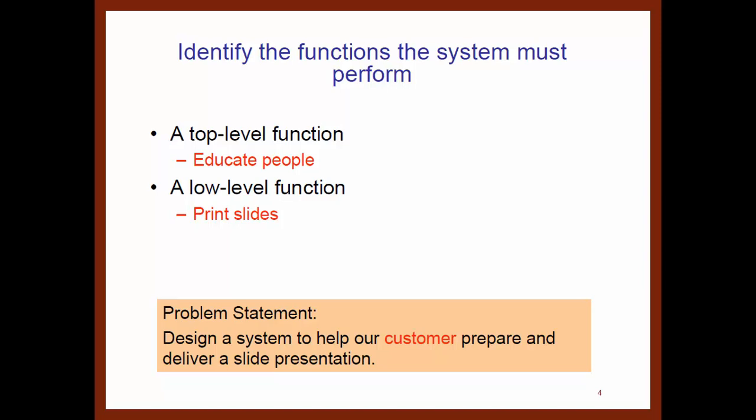Even though it's not tied directly to the actual presentation, you know that it is going to be needed in order for you to generate hard copies. So remember the problem statement: we want to design a system to help our customer prepare and deliver a slide presentation. And after defining our problem statement, we want to look at what the functions are that this system has to perform. And I'm showing you two examples here.